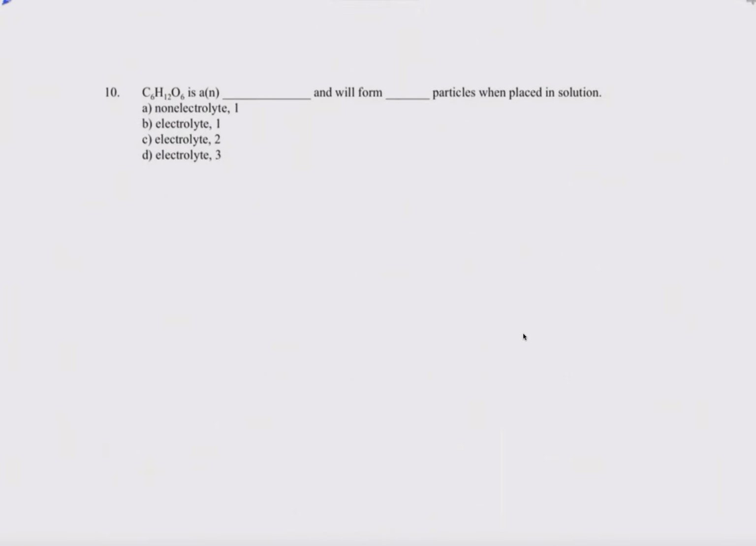C6H12O6 glucose is a blank and will form blank. Okay, anything with carbon is a non-electrolyte, which means it only forms one particle in solution. So again, sugars, any other organic compounds, if it says organic, if it says a sugar, if it has carbon in the formula, or if it says non-electrolyte, that means it has one particle per mole, or one particle per molecule.